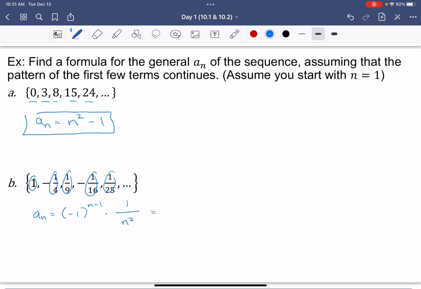Now, traditionally, we don't leave these terms separately. If we were to multiply them together now that we're done, this would be negative 1 to the n minus 1 on top and n squared on the bottom. And then that would be your expression that generates this particular sequence.